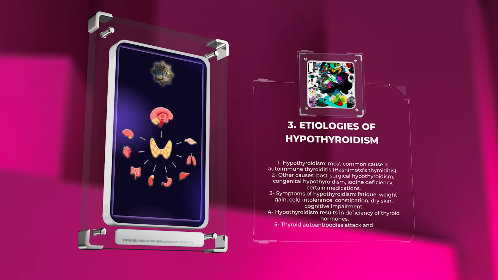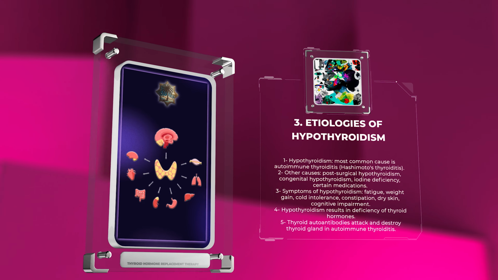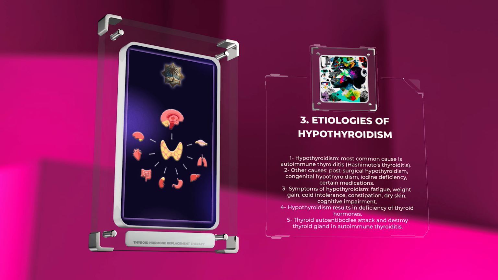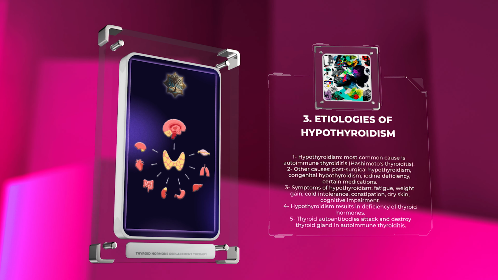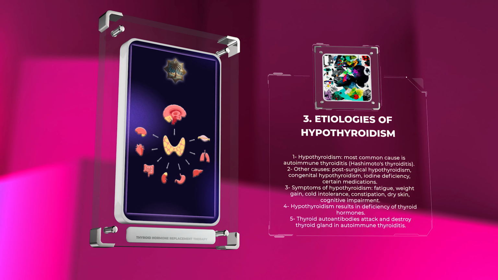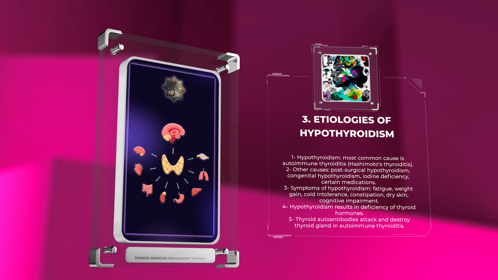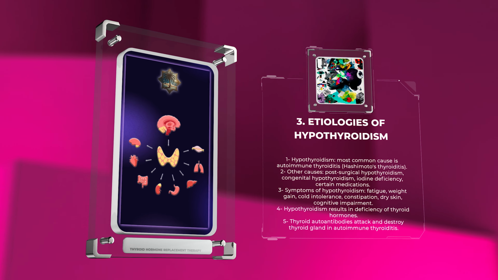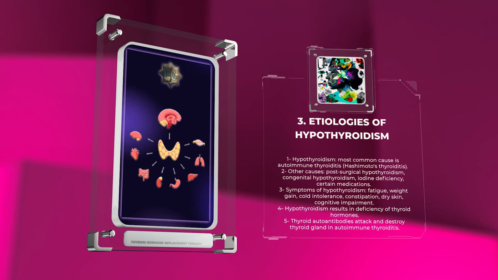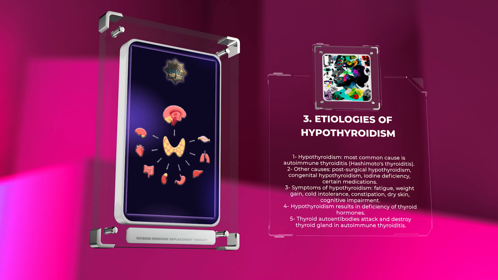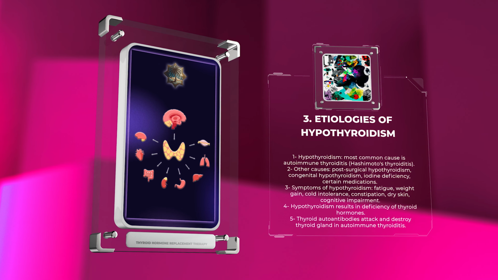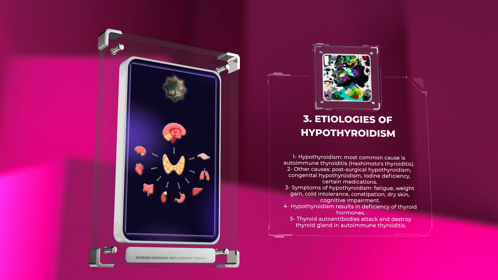Hypothyroidism can arise from several different etiologies. The most common cause is chronic autoimmune thyroiditis, also known as Hashimoto's thyroiditis. This condition is characterized by the presence of circulating thyroid autoantibodies, which attack and gradually destroy the thyroid gland, leading to decreased hormone production. Other potential causes of hypothyroidism include post-surgical hypothyroidism following thyroidectomy, congenital hypothyroidism due to thyroid dysgenesis or dyshormonogenesis, and iodine deficiency.